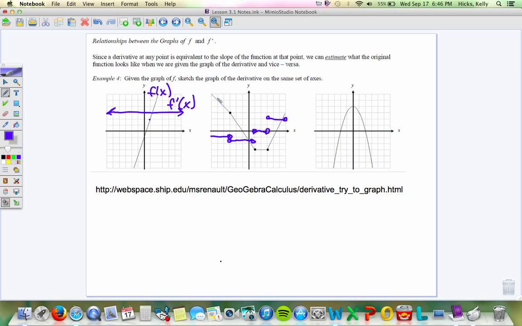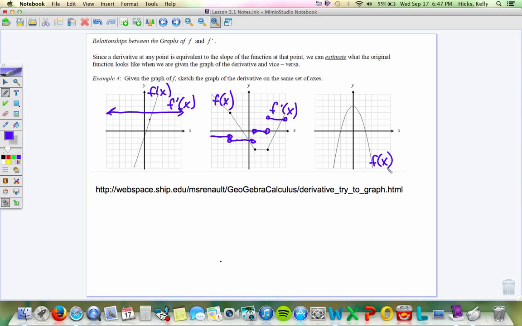There we go. So that's a piecewise function. So my original function here is just a bunch of straight lines, and my derivative function is going to be a piecewise function. Now, the last one on the page is a parabola. So the slope of the parabola is constantly changing. So it's going to be some kind of line or curve or something that's constantly changing.